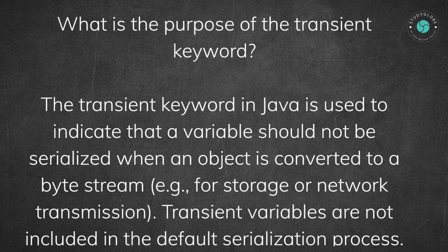What is the purpose of the transient keyword? The transient keyword in Java is used to indicate that a variable should not be serialized when an object is converted to a byte stream, e.g., for storage or network transmission. Transient variables are not included in the default serialization process.